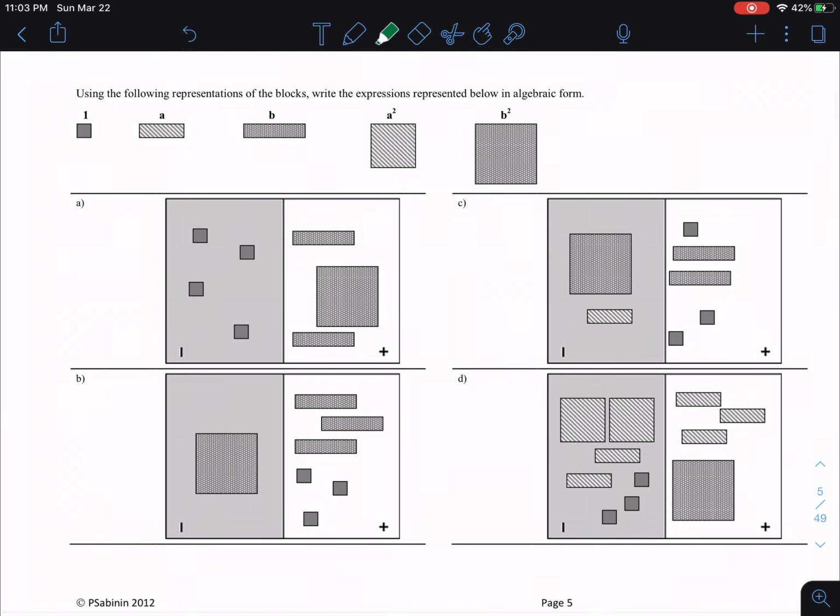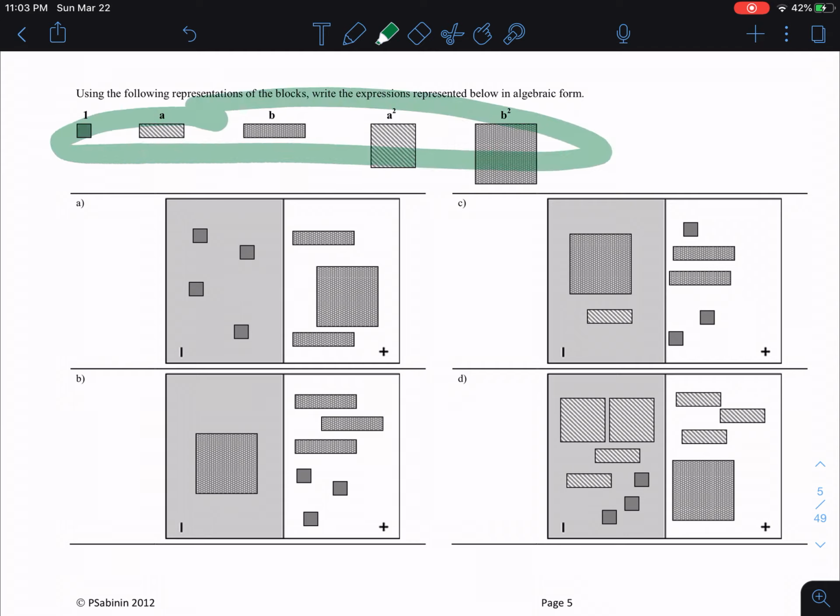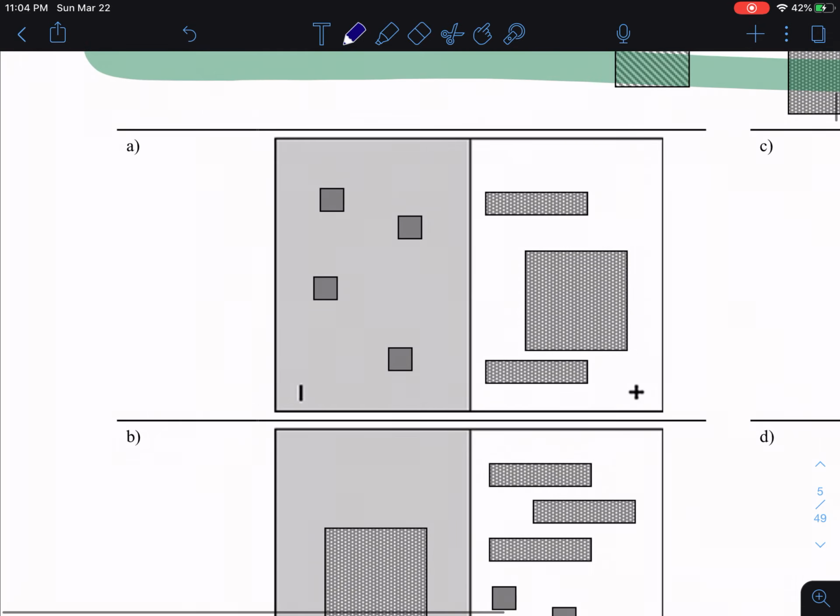So what I would like you to do is be able to represent the expressions that are actually given to you on these mats in algebraic form. Now notice that you're given the meaning of each of the blocks. So that's defined, we don't have a choice. But you need to write the algebraic form of those expressions. So let's just do one as an example.